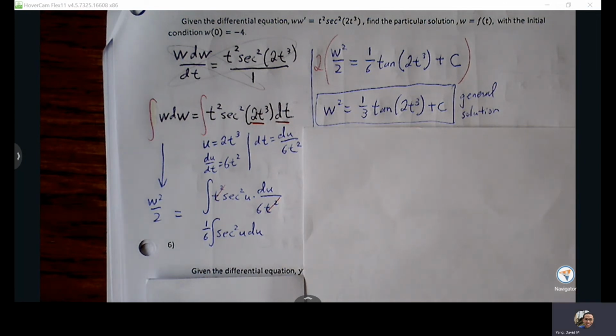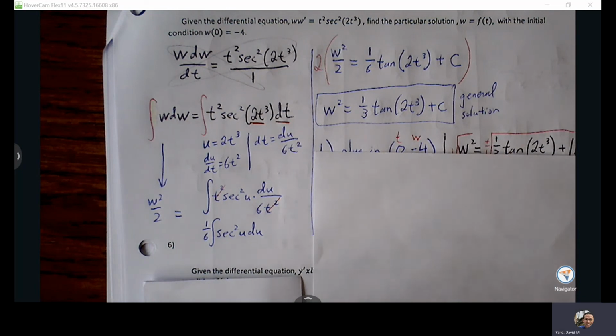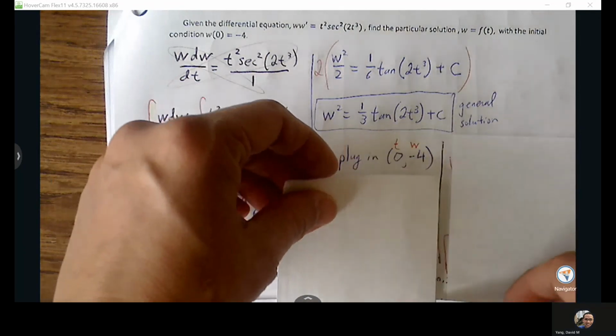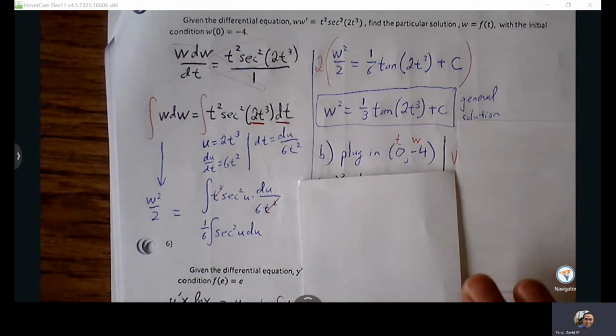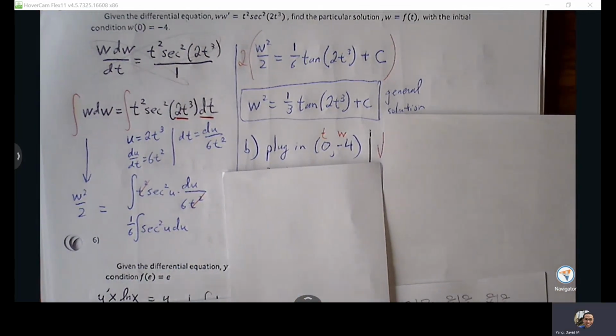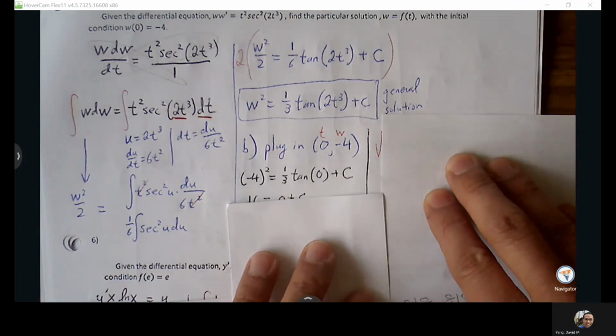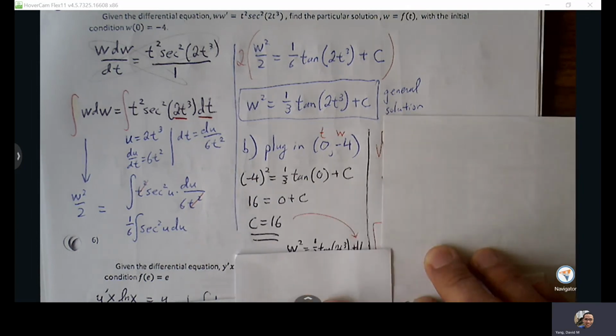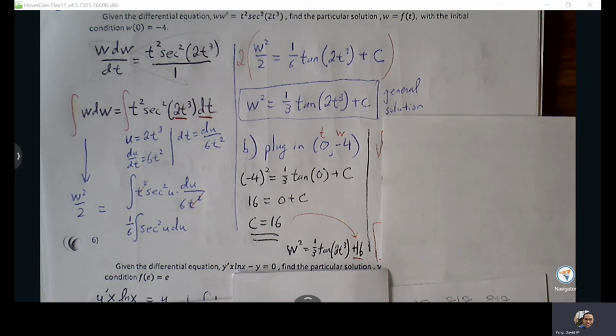Ordered pair, 0 in for t, -4 in for w. Tangent of 0 is just 0. That goes away nicely. C equals 16. Update your equation. And then one final step. Take the what? Square root.